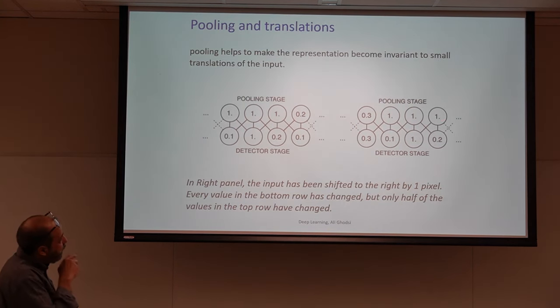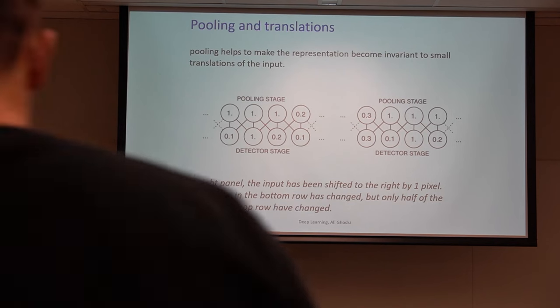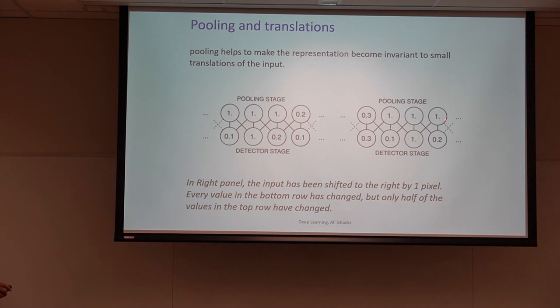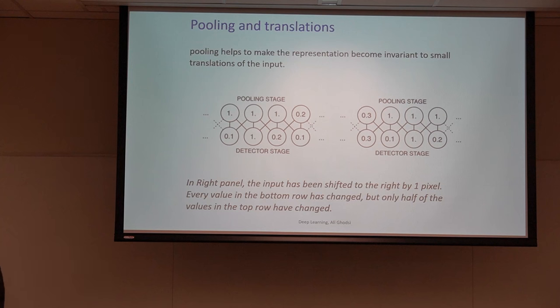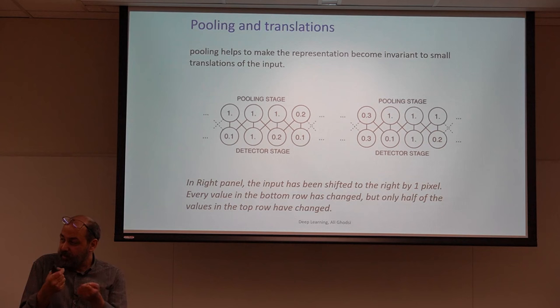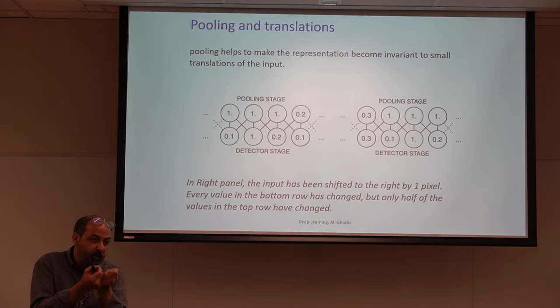And then I do max pooling. Okay. If you compare this with this one, every single element has changed, right? That was 0.1, this is 0.3. That was 1, this is 0.21. If you look at this one after pooling, that was 1, it's 0.3 now. That was 1, it's still 1. 1, 1, 0.21. So in this stage, with small translation, everything changed. But here, with a small translation, only half of the nodes have changed.